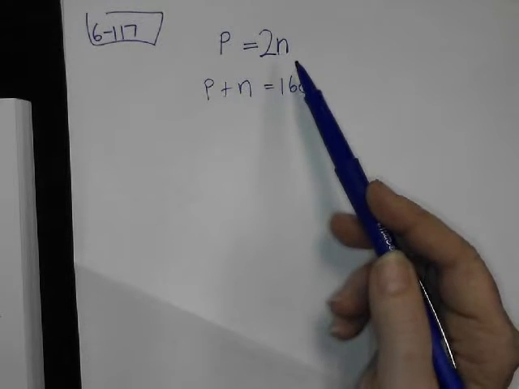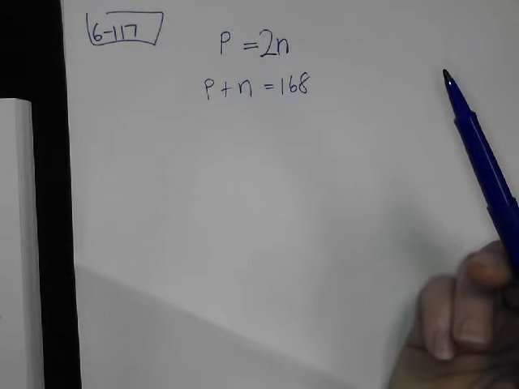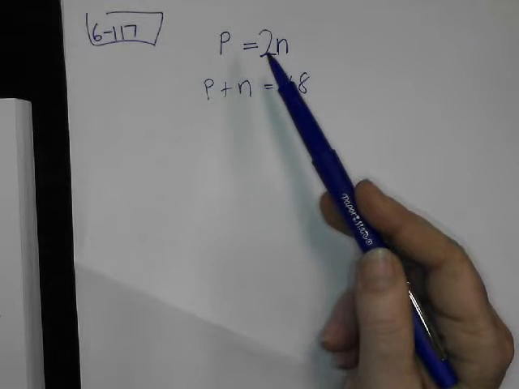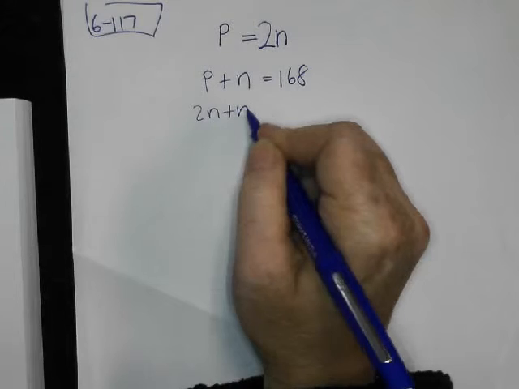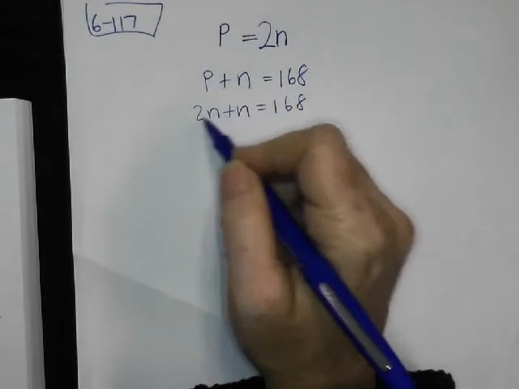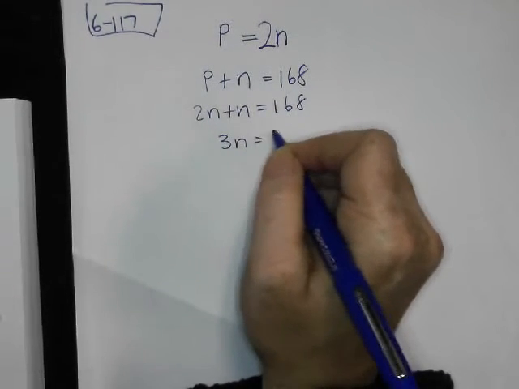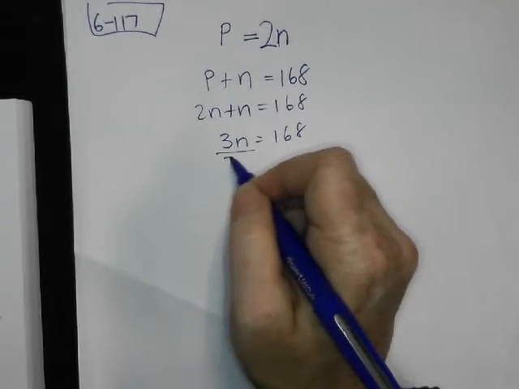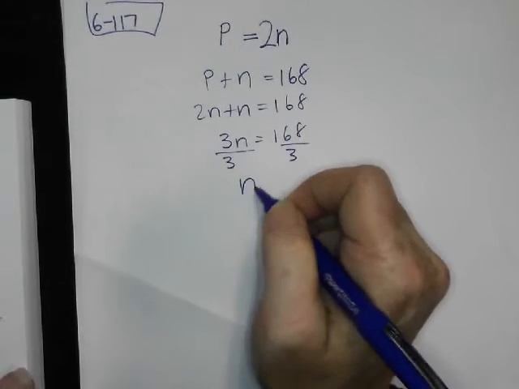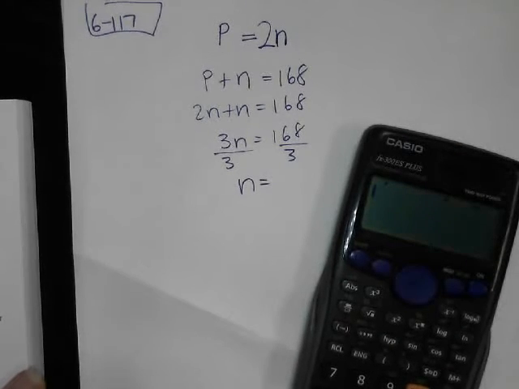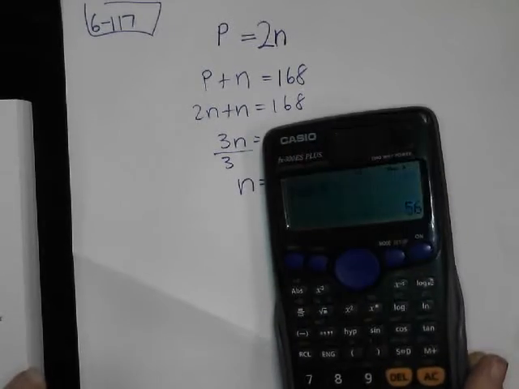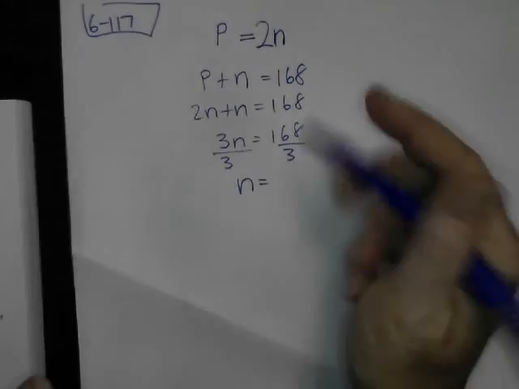So now I can just use substitution, right? Because if P equals 2N, I can plug 2N right there for P. 2N plus N equals 168. So that makes 3N equals 168. Divide by 3. N equals 56.